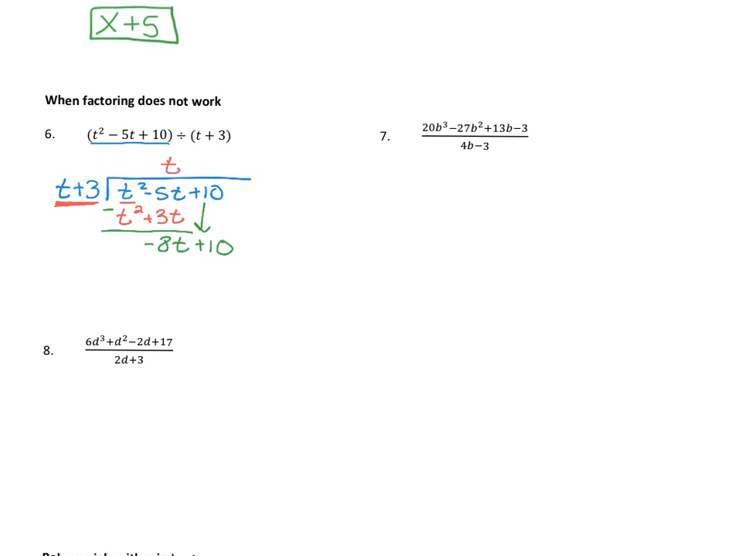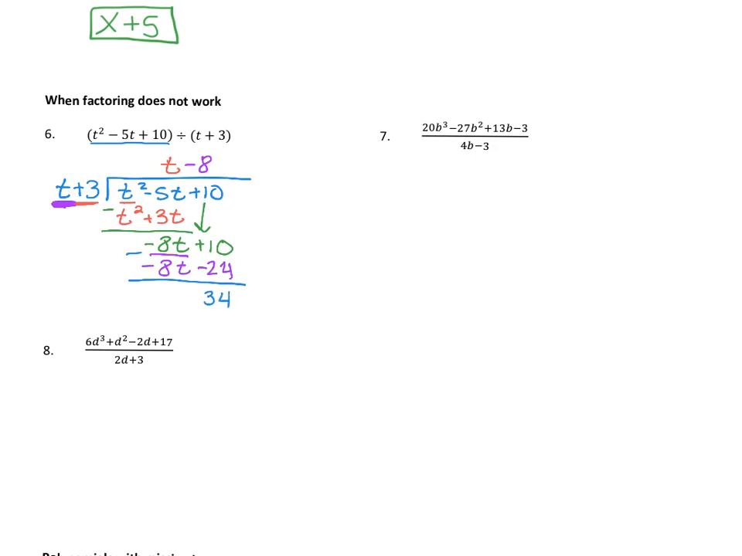Now I'm going to do the same thing that I did to start with. I'm going to look at this t, and I'm going to say t times what will give me negative 8t? Well, t times negative 8 will give me negative 8t. Now I'm going to multiply negative 8 times t plus 3, and I'll get negative 8t minus 24. And just like I did last time, I'm now going to subtract. Negative 8t minus negative 8t is 0. 10 minus negative 24 is going to be 34.